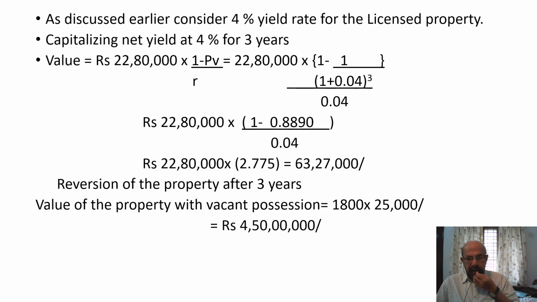Reversion of the property after 3 years. Value of the property with vacant possession: 1,800 into 25,000 is equal to rupees 4 crores 50 lakhs.